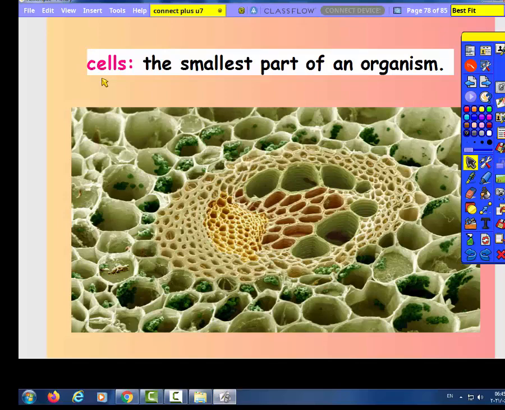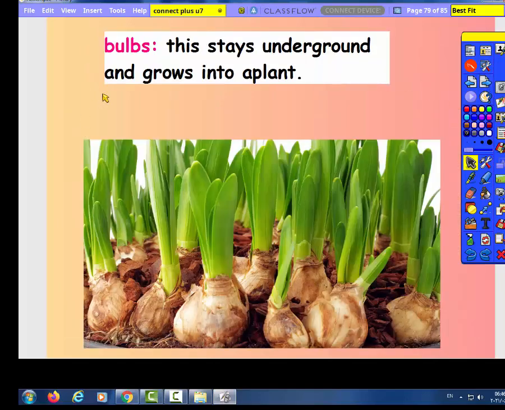Cells. Cells mean the smallest part of an organism. It can be a plant or animal or person. So cells mean the smallest part of an organism. Bulbs. Look at these bulbs. These are bulbs and they stay underground and grow into a plant.